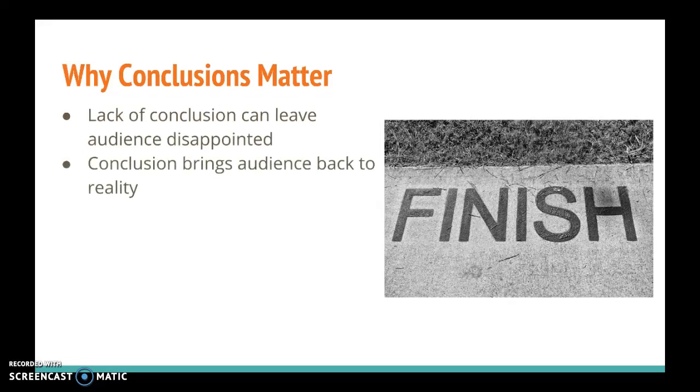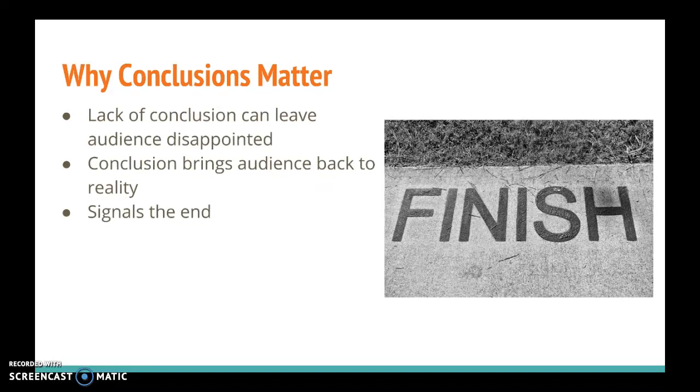When you think about it, the introduction of your speech brings your audience into the world of your speech. So the job of the conclusion, then, is to put your audience back out into reality with their newfound knowledge or with the new behavior that they're going to enact thanks to your informative or your persuasive speech.